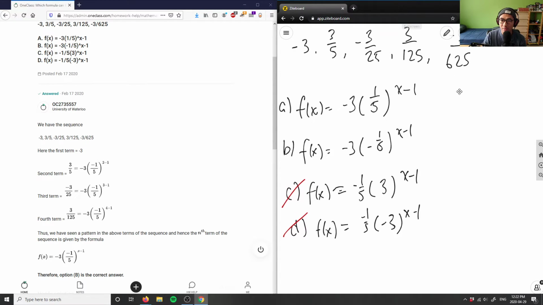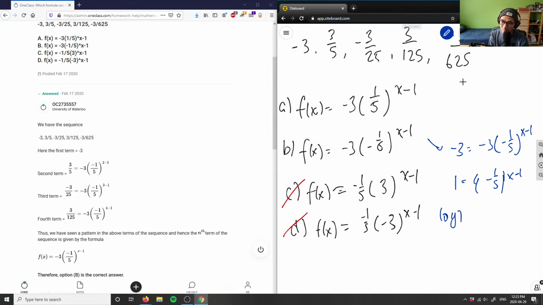So let me just check A and B here for my sake, just to make sure we got the correct answer. I'll sub in for B first and see what they're doing here. So for B, I have negative 3 equals negative 3 times negative 1 over 5 to the power of x minus 1. What we can do is divide both sides by negative 3 to get 1 equals negative 1 over 5 to the power of x minus 1 here. We could take the log of both sides to bring the x minus 1 down.